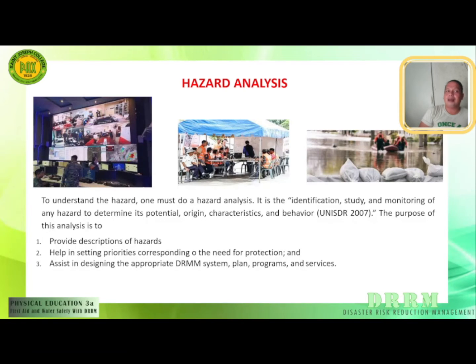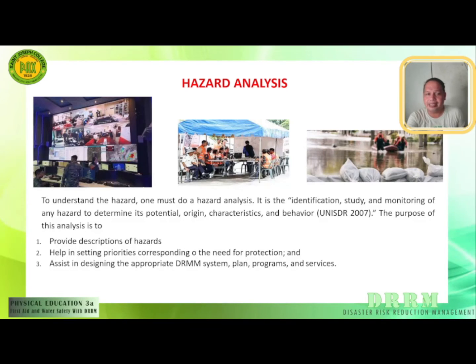collaboration meeting, an interagency meeting, that will happen from the national level up to the local level. So all members of the command groups, like for example, Red Cross, PNP, we have also the schools, we have also the DRRM of the municipality or city, the Philippine Army, the hospitals, they'll have a collaborative meeting before the disaster strikes.